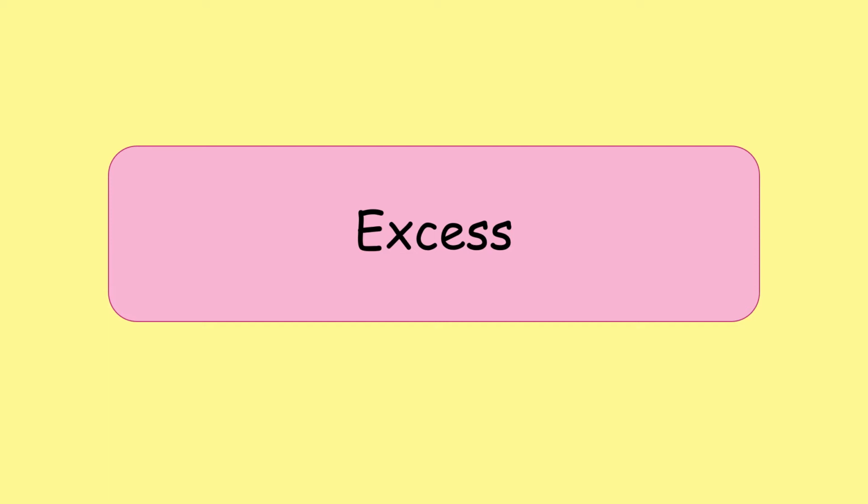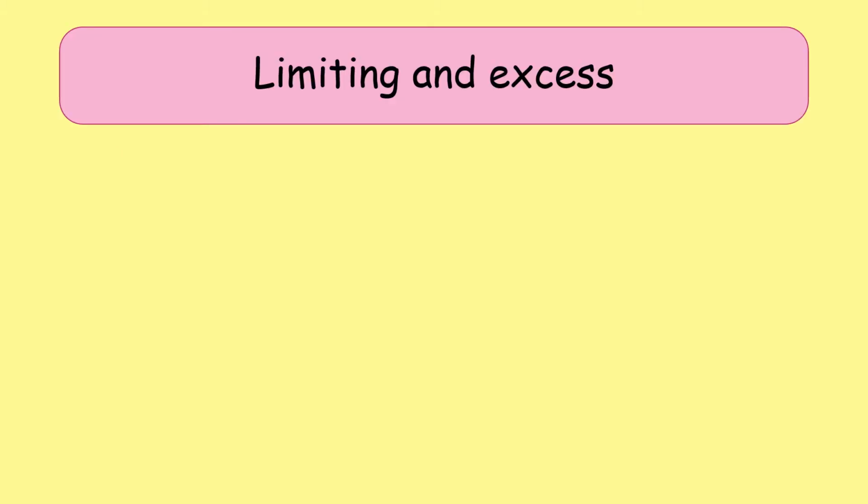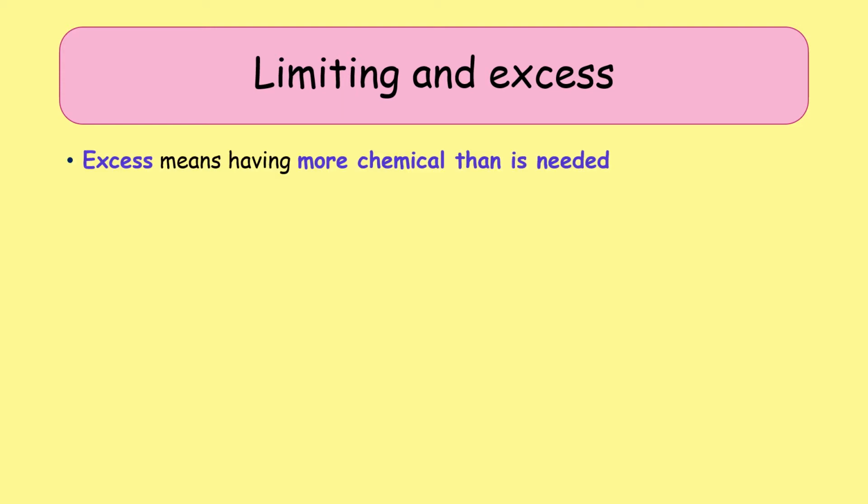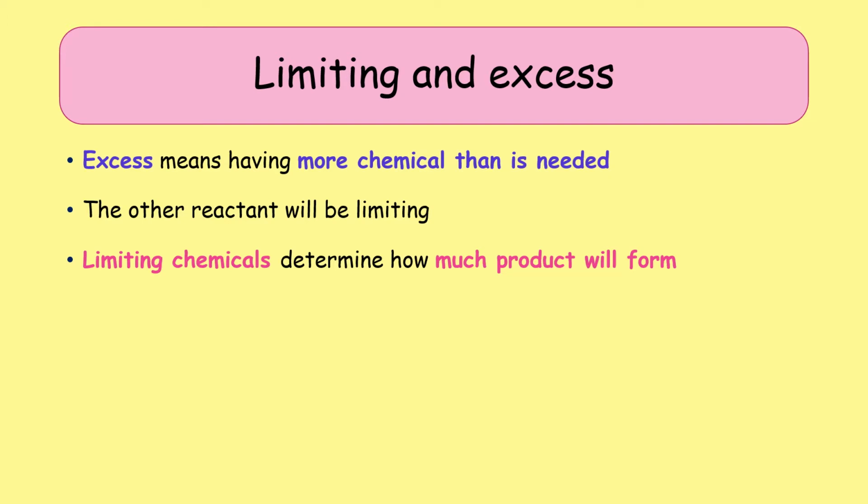So this is going to be a quick summary video on excess questions for higher chemistry. So what we need to know initially is just what is a limiting reagent or reactant, and what is an excess reactant. Well, the term excess in chemistry means having more of a chemical than is needed for the reaction. The other reactant will then be described as being the limiting reactant. And it is the limiting reactant or the limiting chemical which determines how much product can form.